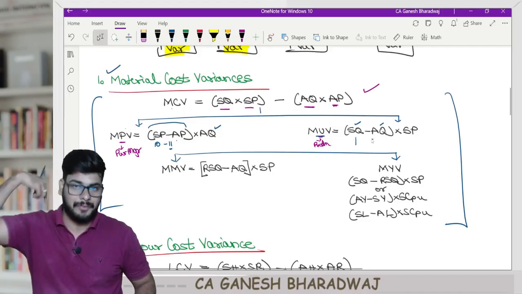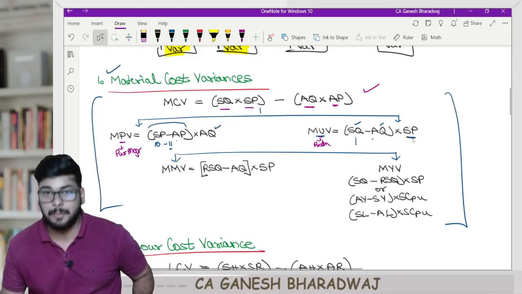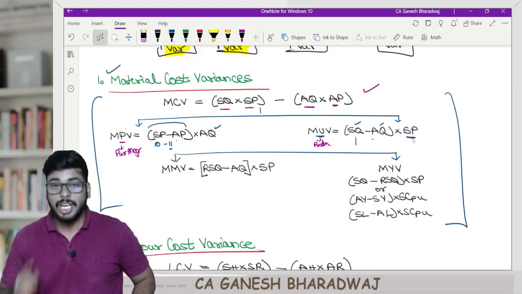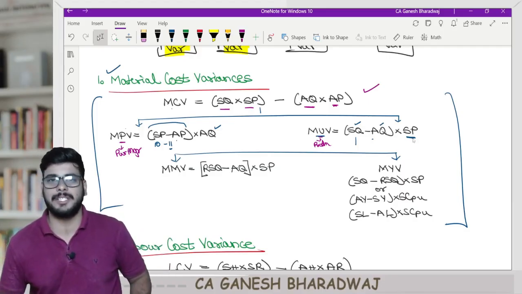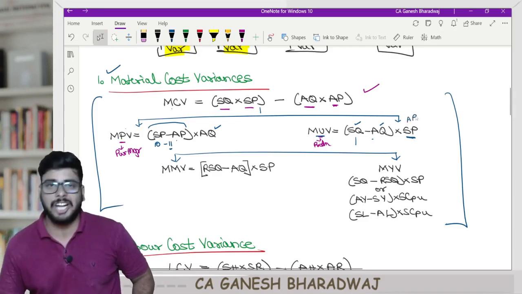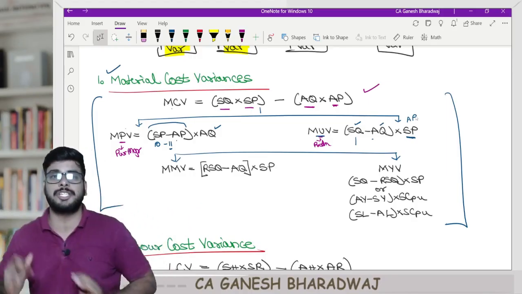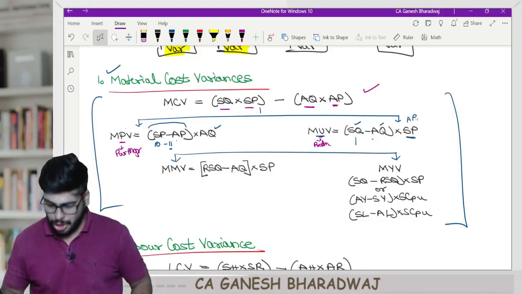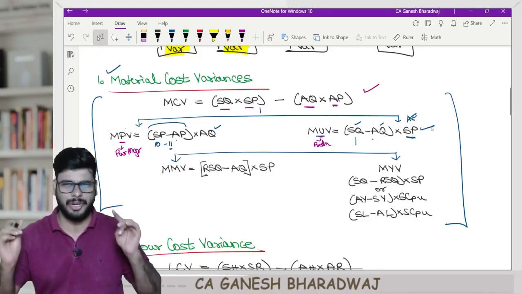We need to convert this figure into a rupee value, so it is multiplied by the standard price. Why here alone the standard price? Because the production manager is not dependent on the purchase manager. Suppose I multiply this with the actual price. What happens? The efficiency or inefficiency of the purchase manager gets passed on to the production manager. So I should not do that. Hence, I multiply this only with the standard price. Are you clear with this?